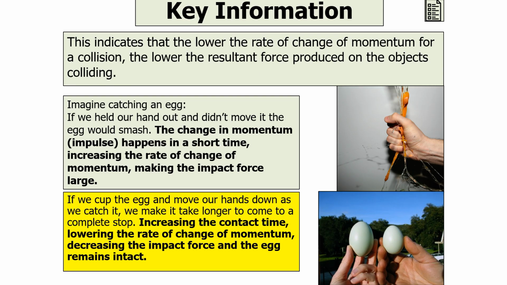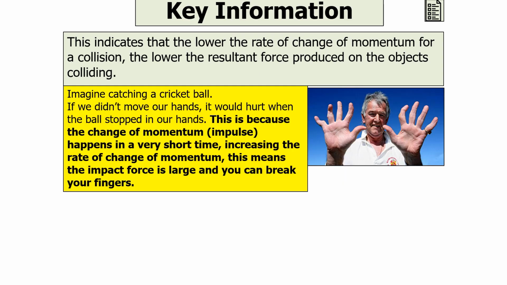This increases the contact time, lowering the rate of change of momentum, decreasing the impact force, and the eggs remain intact. If we imagine catching a cricket ball, if we didn't move our hands, it would hurt when the ball stopped in our hands because the change of momentum, the impulse, happens in a very short time, increasing the rate of change of momentum. This means the impact force is large, so you can break your fingers.